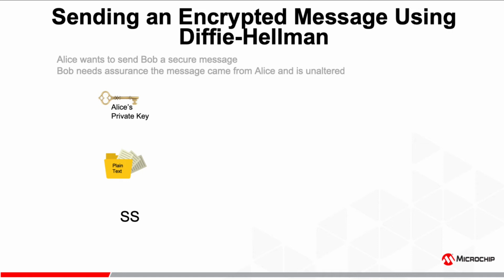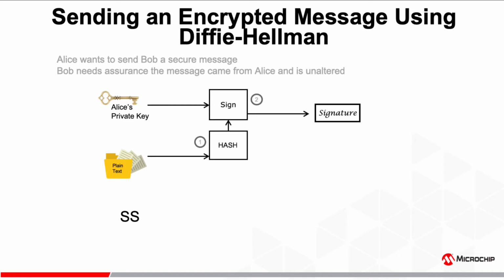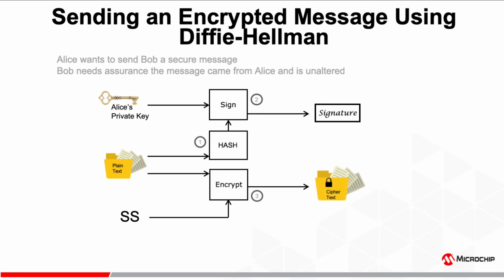She starts off with her private key, the plain text, and the shared secret. She hashes the plain text, creating a digest, which she signs to create the signature. She then encrypts the plain text with the shared secret, creating ciphertext, which she puts into a digital envelope and sends to Bob.